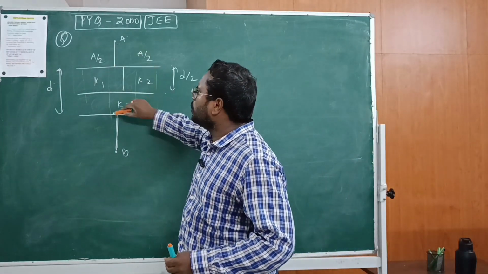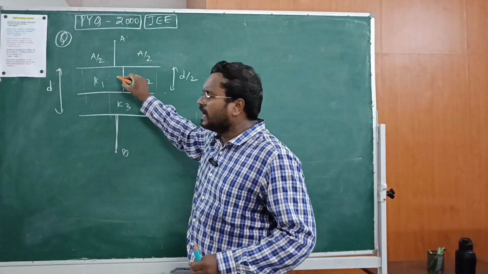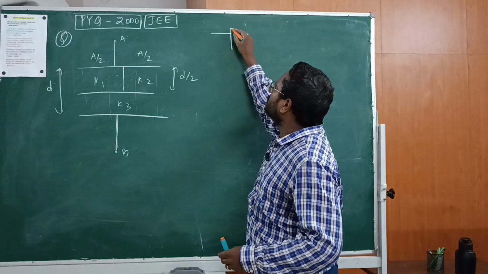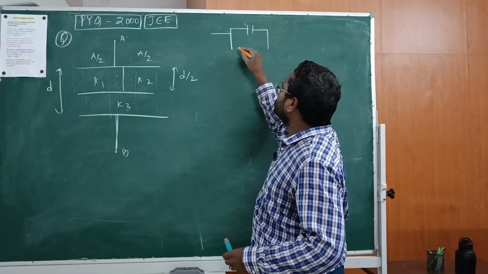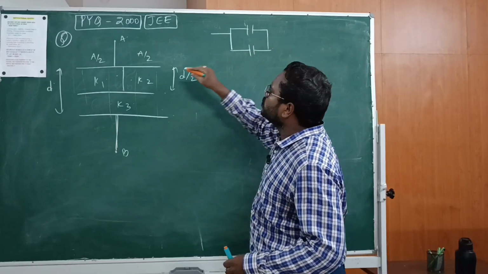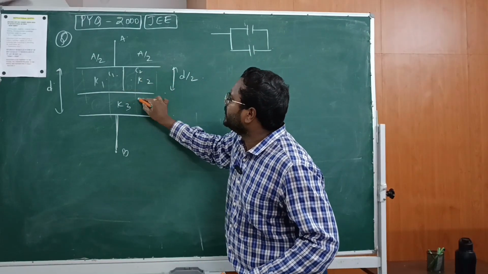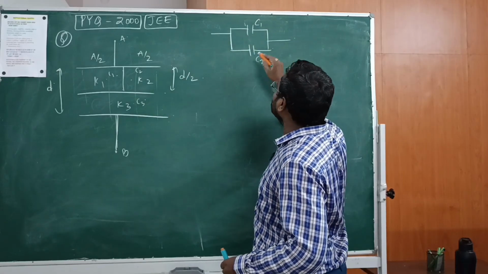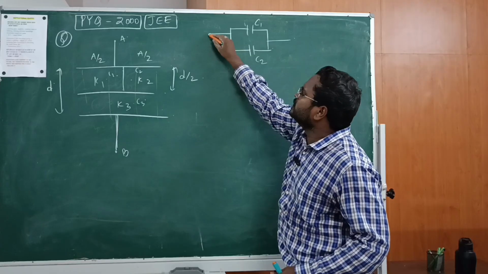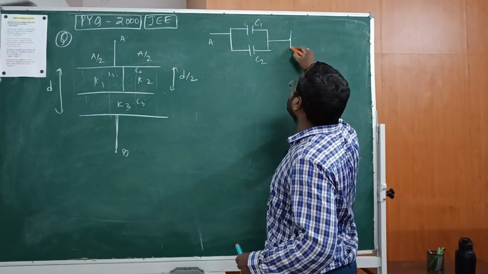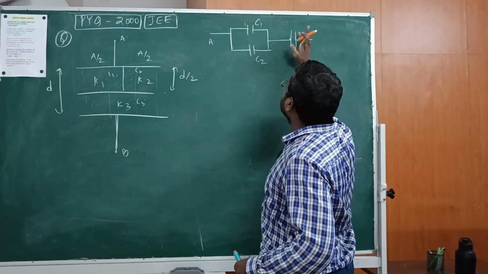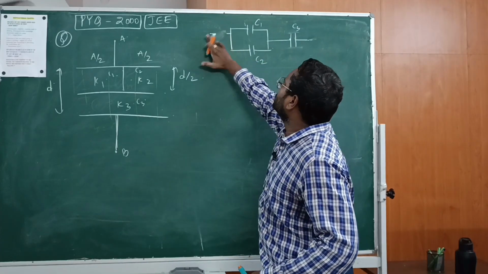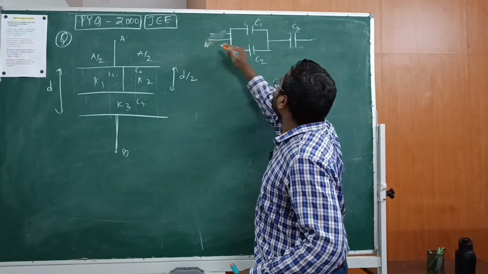Across AB, these two are parallel and that is in series with K3. So here we will redraw the circuit. There are two capacitors connected in parallel, this is C1, this is C2, and this is C3. So C1 and C2 are in parallel between AB, and this is in series with capacitor C3. That's how we find the equivalent capacitance across AB.